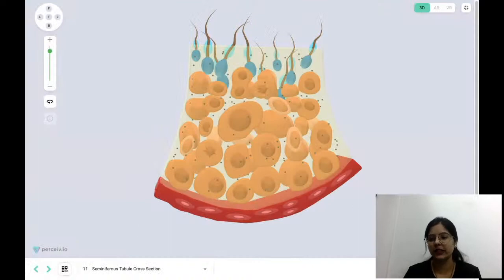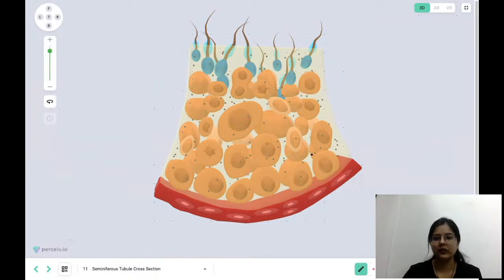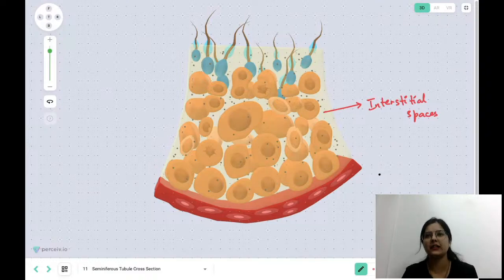Now what I have to tell you in this model is about the spaces. Now, these spaces which you can see over here, these spaces that you see are your interstitial spaces. These are interstitial spaces. Now, interstitial spaces are those spaces that consist of blood vessels, and they are also made of Leydig cells. And all those Leydig cells or interstitial cells are found over here. All right, these dot-like structures which you can see over here, these are all the Leydig cells that is being represented.